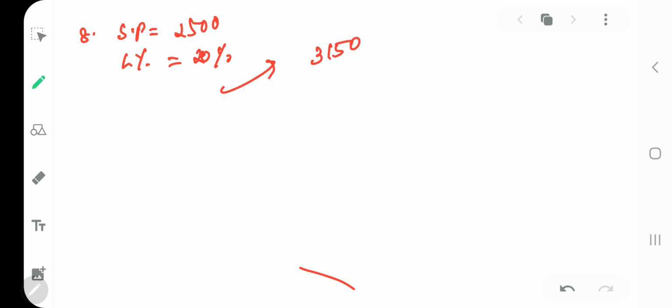Problem number 8. Problem number 8 says, by selling a sofa set for 2,500, so selling price is given to you as 2,500, the shopkeeper loses 20%, so loss percent is given to you as 20%. Find his loss percent or profit percent if he sells the same sofa set for 3,150. Now he will sell this same sofa set for 3,150. Here the SP is given, and this is your new SP. So first for this you have to find CP.